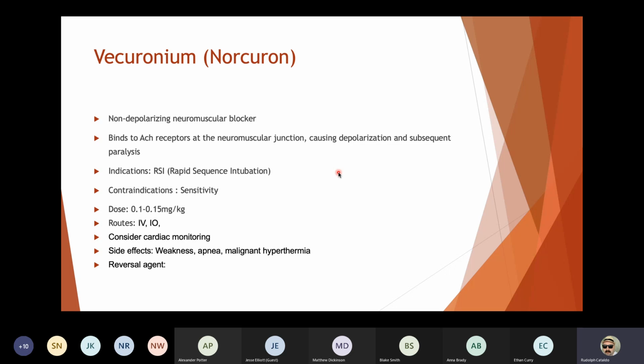Dosage is a little different. This is why I think a lot of people don't carry it, because of how you have to draw it up. 0.1 to 0.15 mg per kg. Contraindications are fairly low on this and rocuronium. That's really only if they're allergic to it or sensitive. I don't think I've ever had a patient tell me they were allergic to a paralytic, probably because they don't know they are if they are.